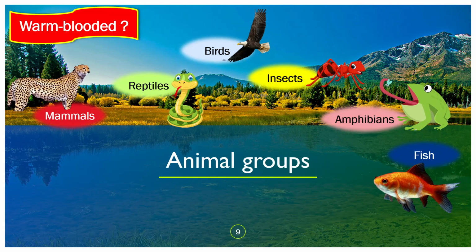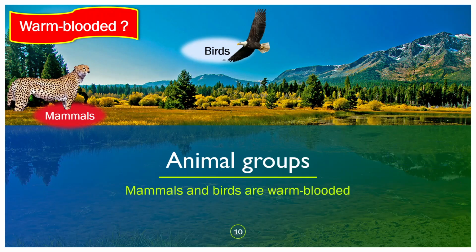Okay, we start with warm-blooded. Which animal group is warm-blooded? Have a guess here. Between these six groups, which has the warm-blooded? The answer is mammals. Only mammals and birds are warm-blooded. So please remember this: warm-blooded is for the mammals and birds.